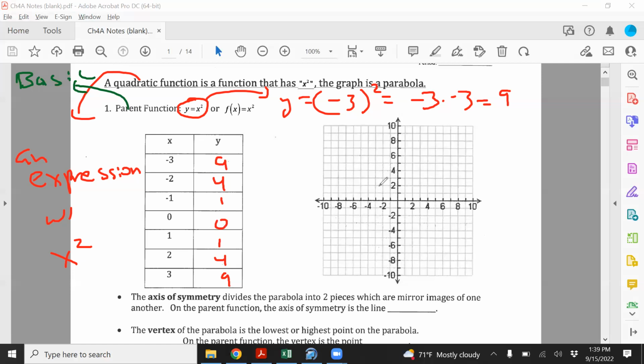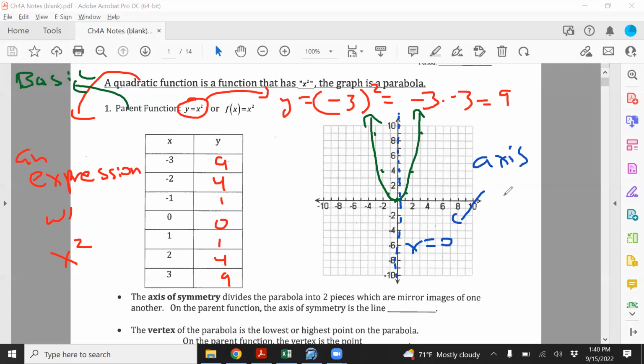Now, if you plot the points, it's not hard: (0, 0), (1, 1), (2, 4), (3, 9), and then you have this on the other side as well. By the way, do you guys see the symmetry that's happening here? So there's an axis of symmetry. x equals 0 is called the axis of symmetry.